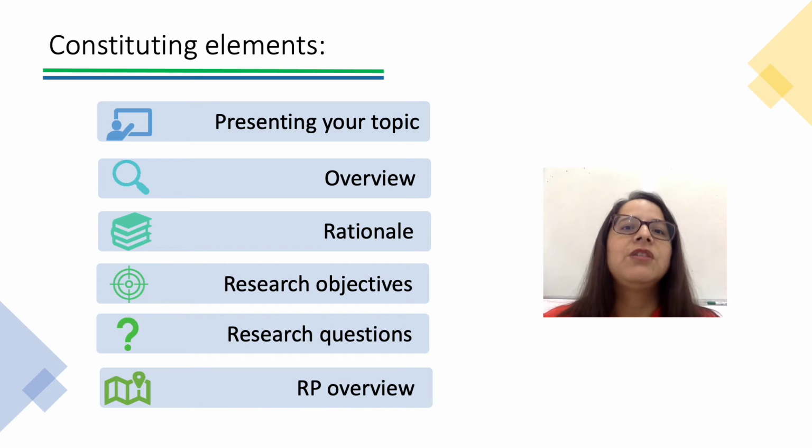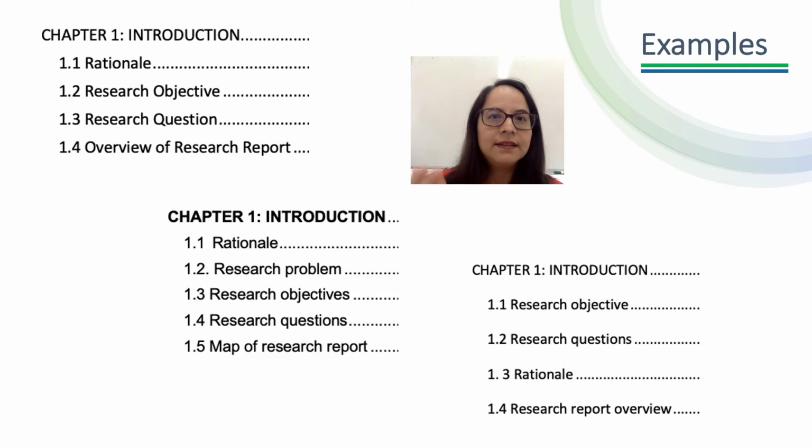This is usually the order in which these elements appear in the introduction, but it could vary depending on how you decide to present your topic and the purpose of your study. Let's see some examples. These are all examples from the research papers of former students who successfully completed the research report and presented it.